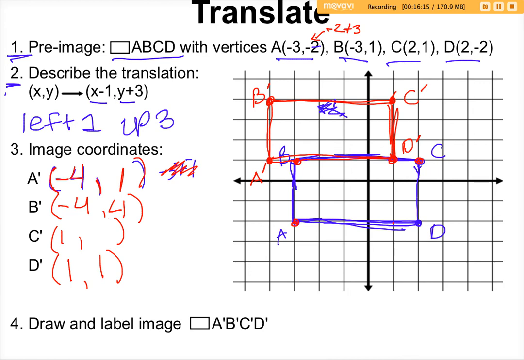Let me make this a little more clear, look like a letter, not a 4. And if we look at the algebra of it, if I look at C, 2 minus 1 and 1 plus 3, 2 minus 1 is 1, 1 plus 3 is 4. D, 2 minus 1, -2 plus 3. 2 minus 1 is 1, -2 plus 3 is 1. So all my ordered pairs match up, the math works, and we drew and labeled A, B, C, D in the process. And that's it.